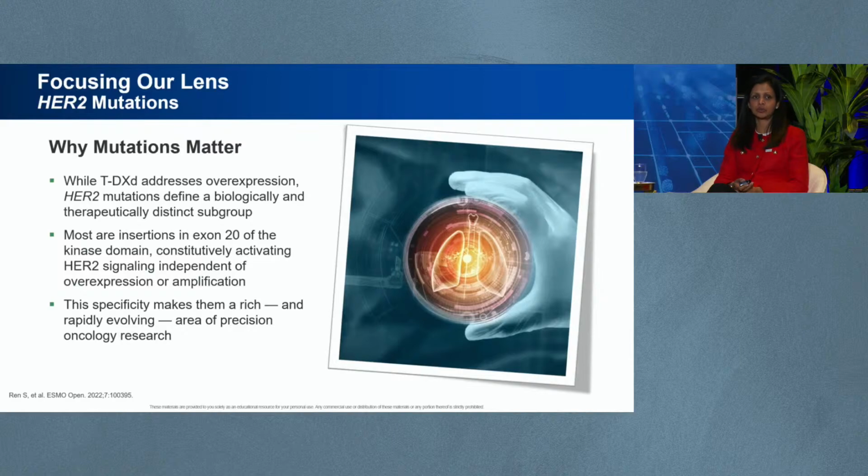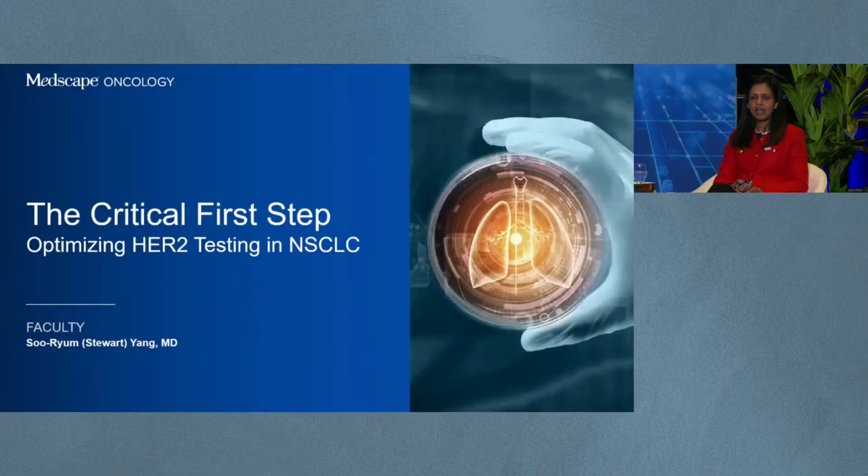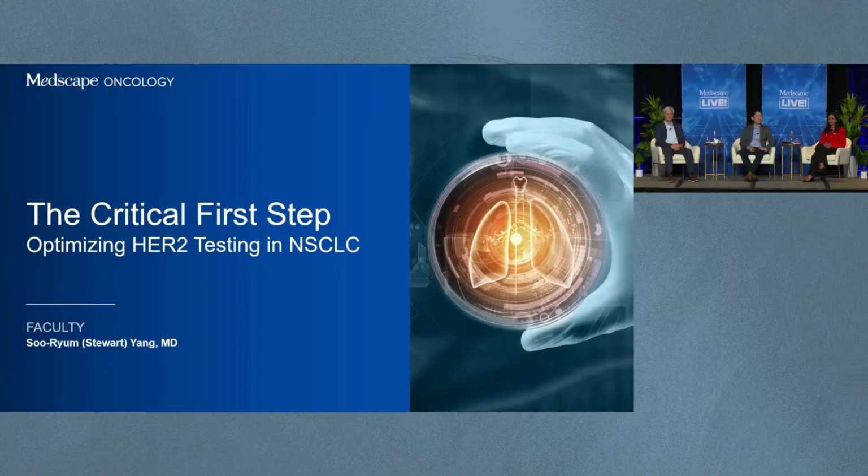We have to ensure that we are able to deliver the advances to our patients. HER2 mutations are a distinct, rare, but immediately actionable subgroup. Most of these mutations occur in exon 20, but this makes the patients a prime candidate for receiving targeted therapy. So with that brief introduction, I'm going to pass it on to Dr. Stuart Yang to take us through HER2 testing.